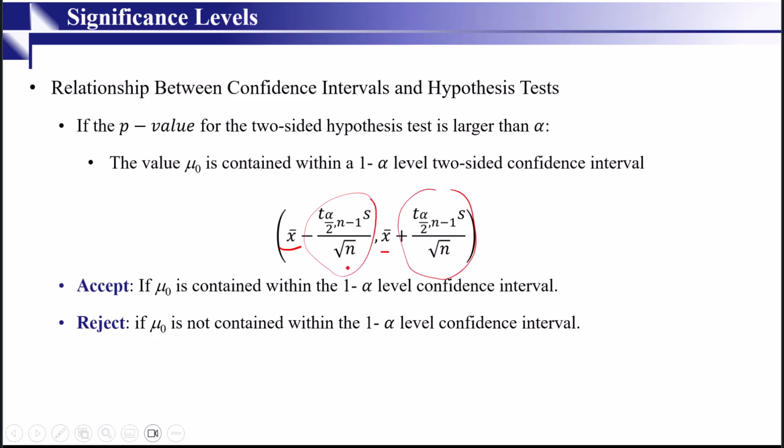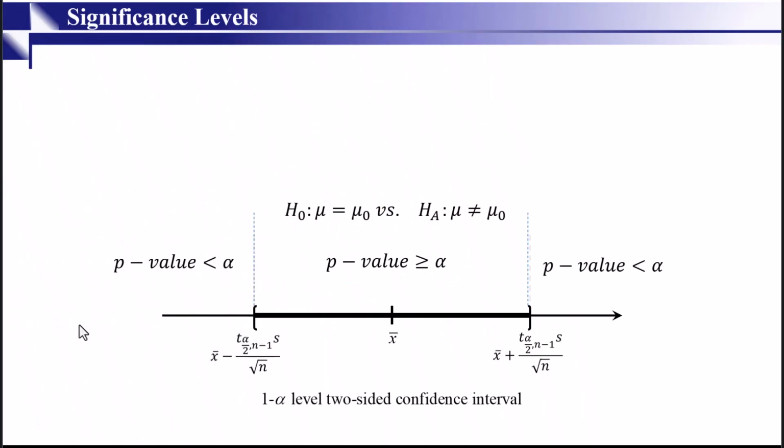The critical point is s over the square root of n. So if mu0 is contained within the 1 minus alpha level confidence interval, then the hypothesis test with size alpha accepts the null hypothesis. And if mu0 is not contained within the 1 minus alpha level confidence interval, then the hypothesis test with size alpha rejects the null hypothesis. Then we can check the hypothesis. So let's see it visually.